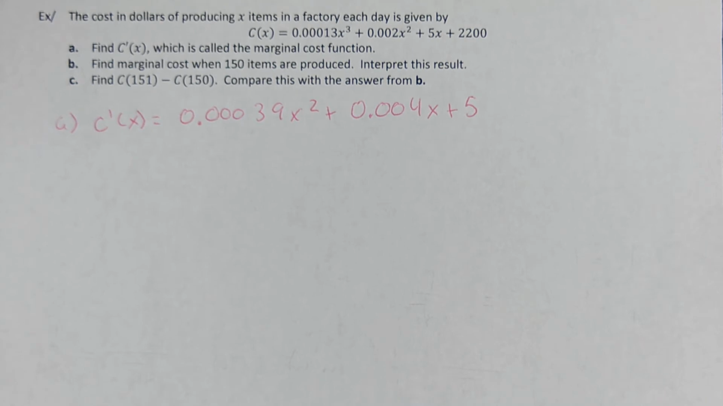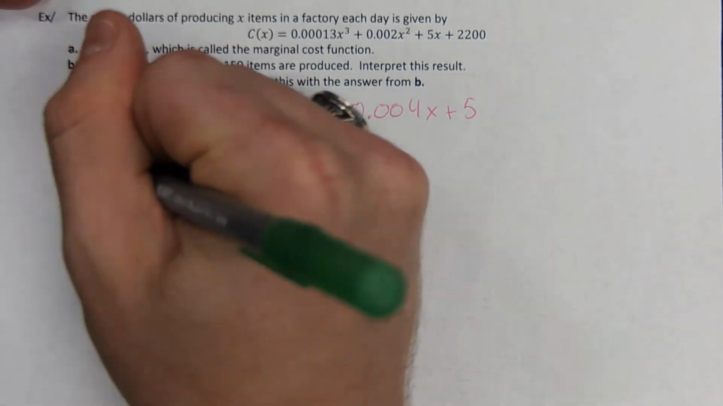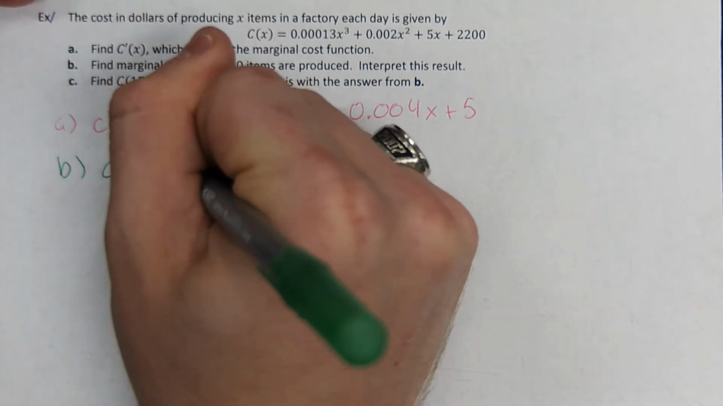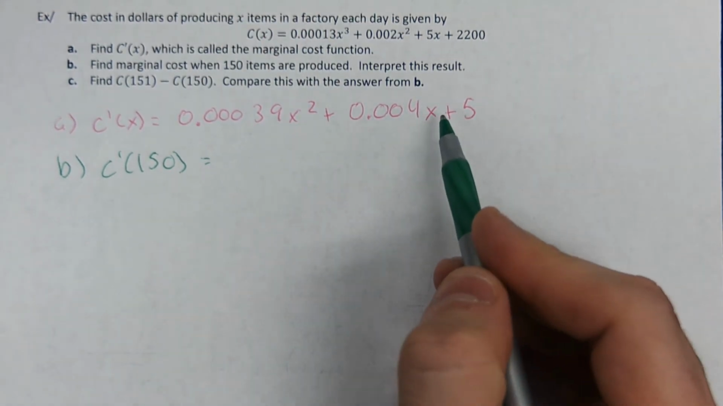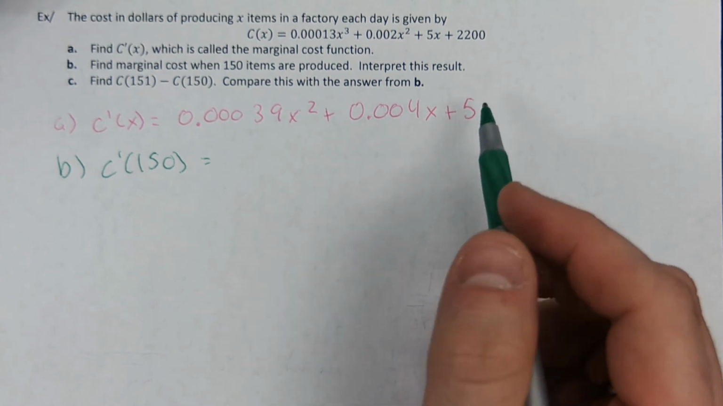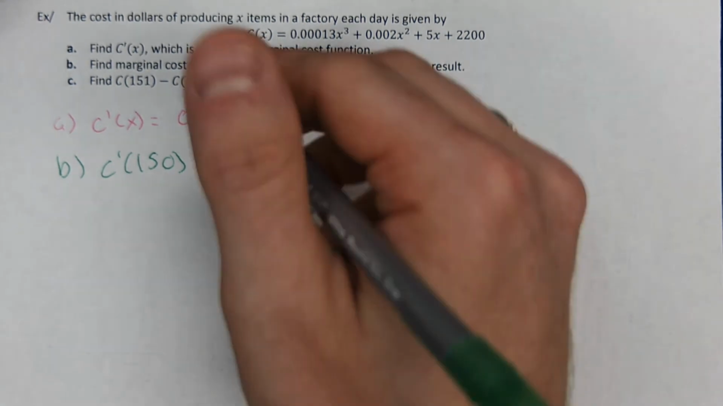Part B asks us to find the marginal cost when 150 items are produced. Well, this is the marginal cost function, and X is the number of items we're producing. You legitimately just plug in 150. So for part B, we're just trying to figure out what is C prime of 150. So you're going to put 150 there and square it. You're going to put 150 there and multiply it by 4. And then you're going to add 5. Can you all just trust me that it's exactly 14.375? You would just plug in 150.